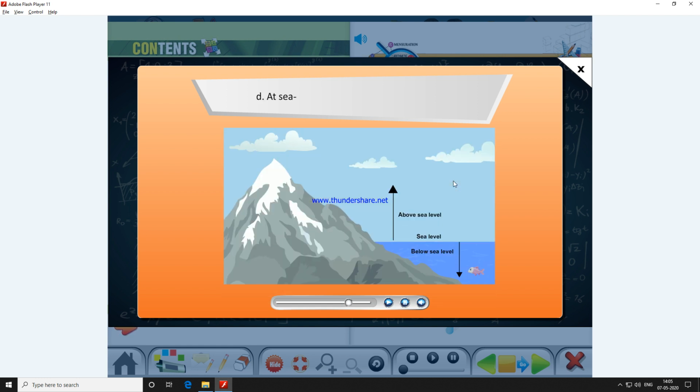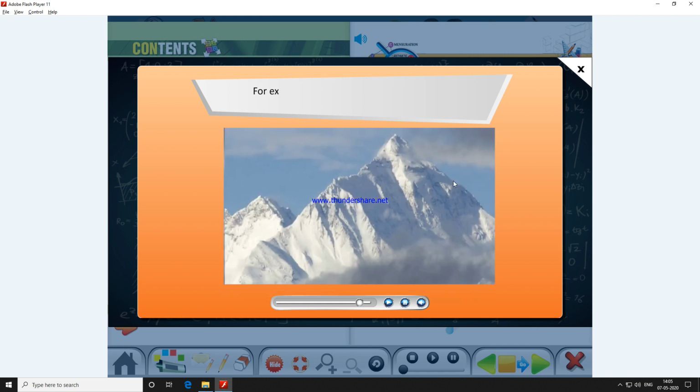D. At sea level, the height is considered 0 meter, but above sea level, it is denoted by a positive integer, and below sea level, it is denoted by a negative integer. For example, height of Mount Everest, 8848 meter above sea level, is plus 8848 meter, and depth of a submarine 800 meter below sea level is minus 800 meter.